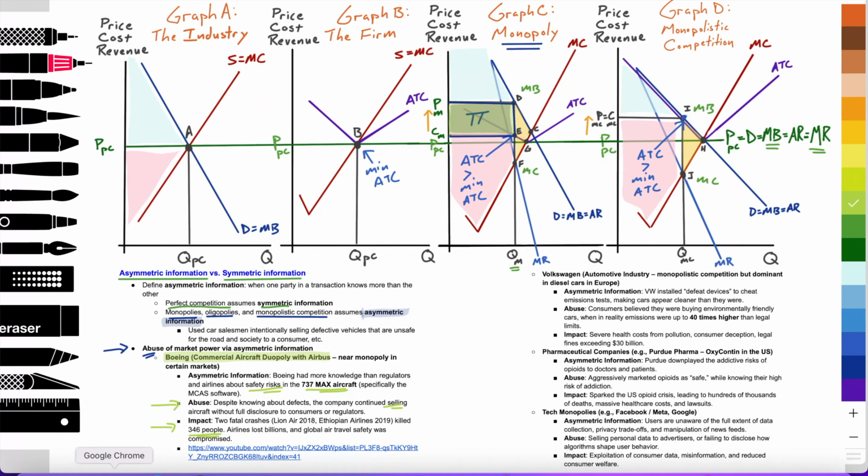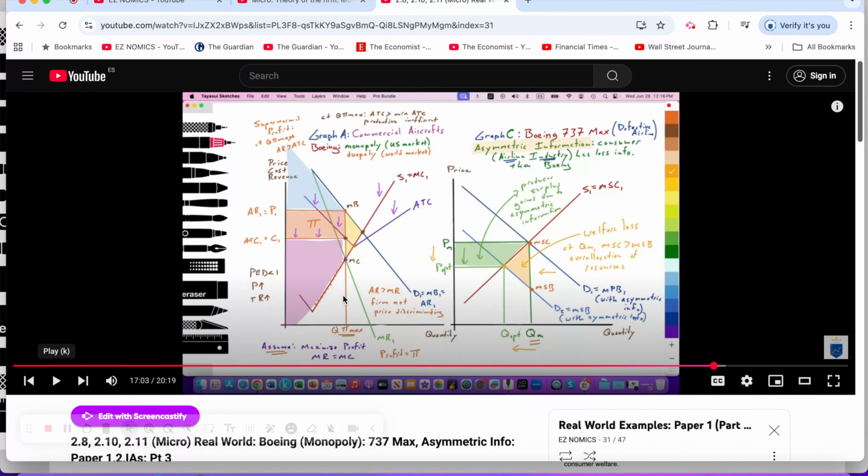How would we illustrate asymmetric information? Here is a video that I have, again linked in the video notes below, where we did a deep dive into this. On the left, graph A, we have Boeing as a monopoly, seeking to reduce their costs on average, which will also shift their supply curve by cutting corners, cutting on safety standards for their aircraft. And then they knowingly sell these aircraft.